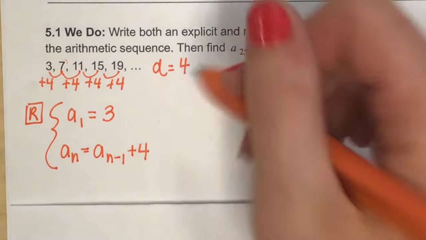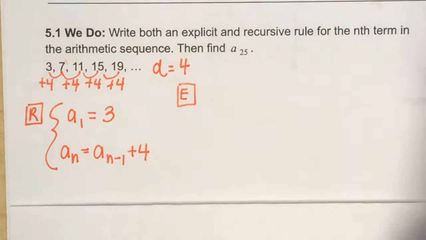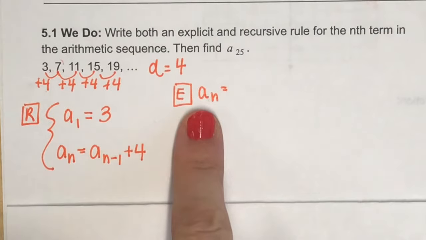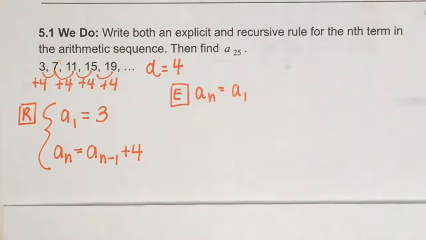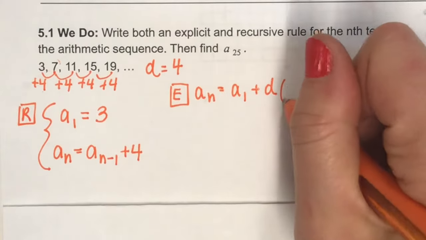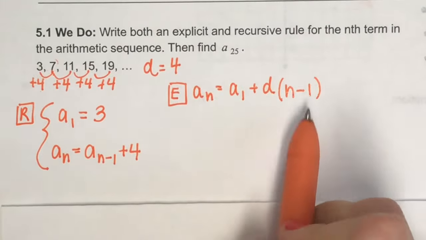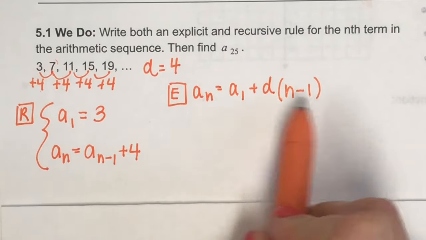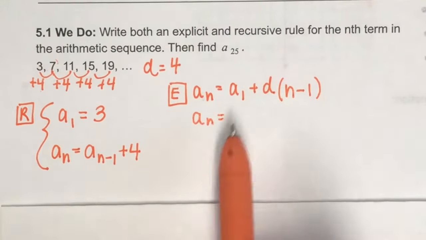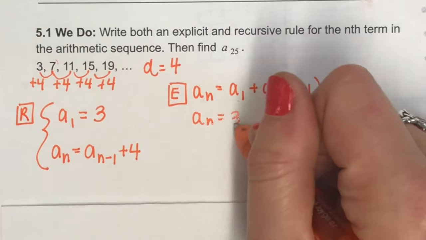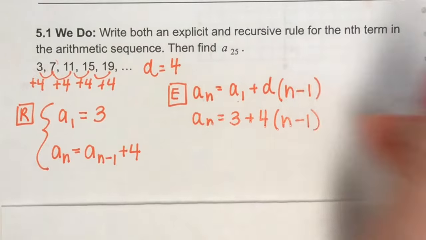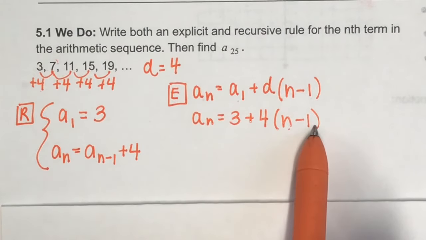Now we're going to find the explicit rule. So the explicit rule is, whatever term you're trying to find, you take your first term, then you add the common difference times your previous term, the n minus 1 term. So what we're going to do is just plug in our numbers right here. In order to figure out my equation, I'm going to take my first term, which is 3, plus my common difference, which is a 4, times n minus 1. That means whatever term I'm trying to find, and go back previously.